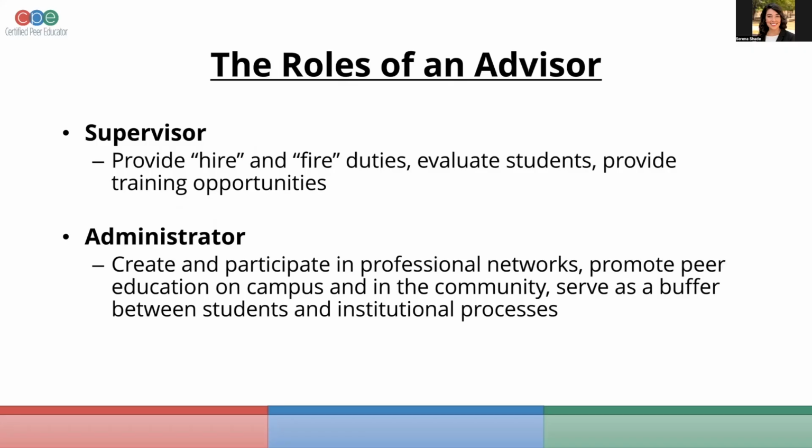The advisor is also a supervisor in this role. They provide the hiring and firing functions of peer educators. They'll also evaluate you. They'll provide you with training opportunities that you may have throughout your time as a peer educator. They're also an administrator. They will participate in professional networks. They'll promote peer education on campus and in the community, and they'll serve as a buffer between students and institutional processes. Additionally, your program manager will oversee your timesheet, so they'll be in charge of making sure that you're reporting your hours correctly.